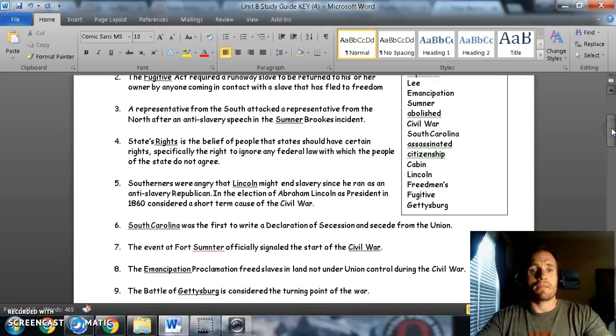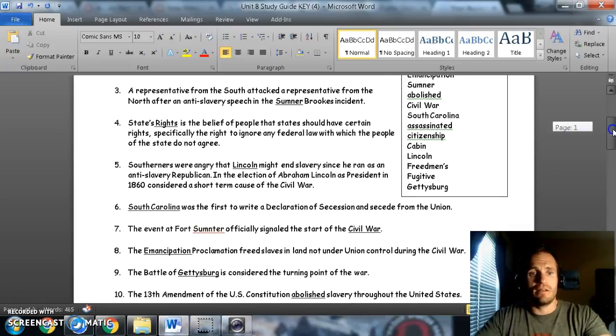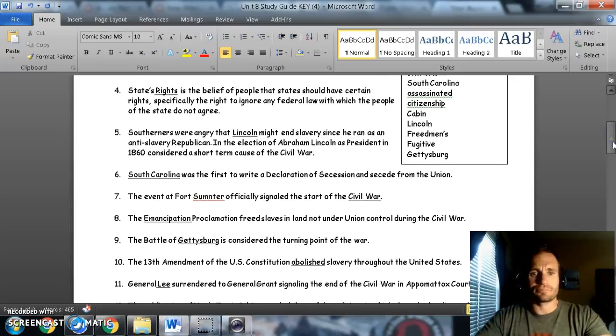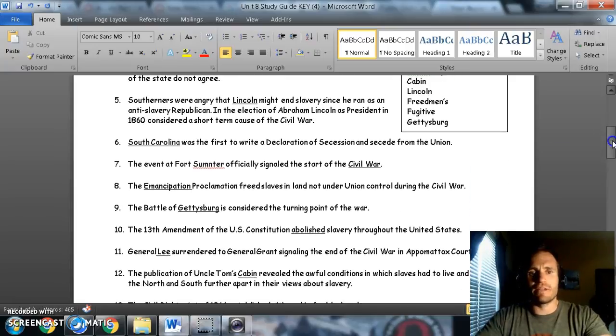Number three, a representative from the South attacked a representative from the North after an anti-slavery speech in the Sumner Brooks incident. Number four, states' rights is the belief of people that states should have certain rights, specifically the right to ignore any federal law with which the people of that state do not agree. States' rights.